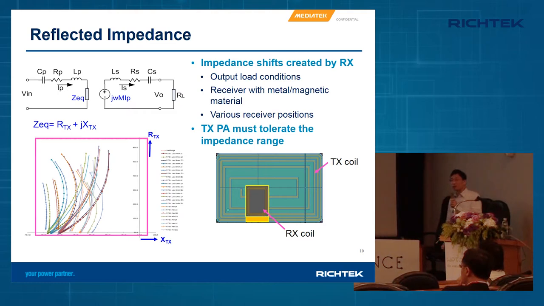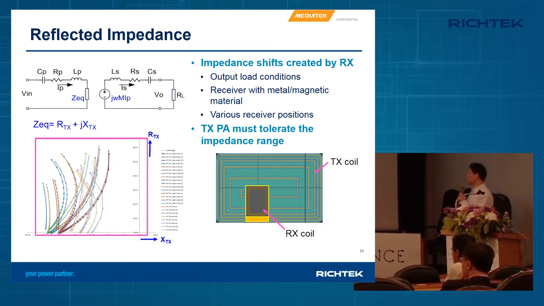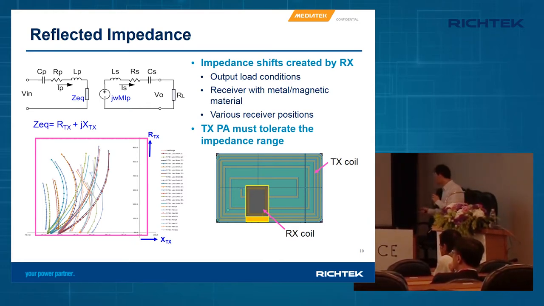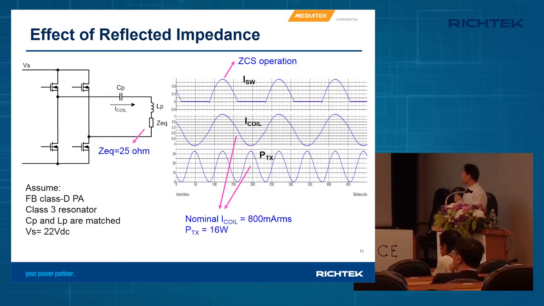The reflective impedance includes the real part and the imaginary part. The real impedance is related to the output power at the receiver side. And the imaginary impedance is related to the receiver, the metal or magnetic material, and the location of the receiver. So this is an example of the effect of reflective impedance.